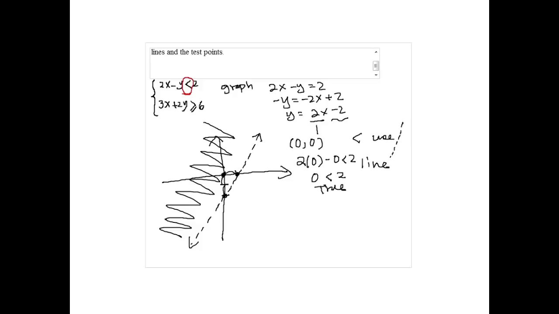Now let's look at the second equation: 3x plus 2y equals 6. Let us solve for y. 2y equals negative 3x plus 6. So y equals negative 3 halves x plus 3. So we go up by 3, that's the y-intercept. And the rise will be negative 3, so we go down by 3 and over by 2. So our next point is right there.